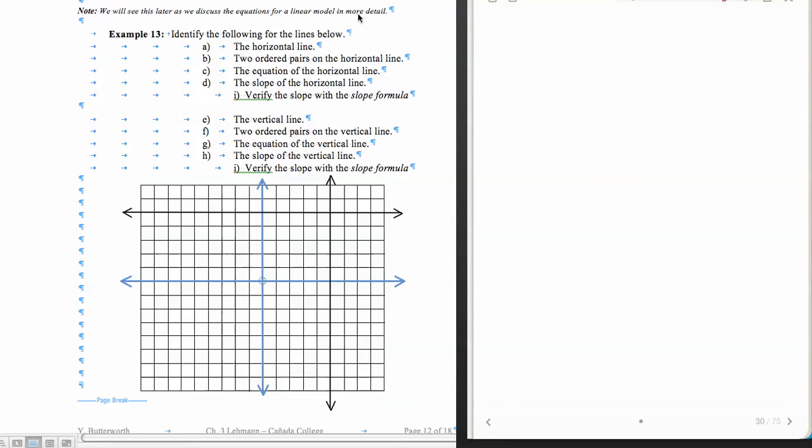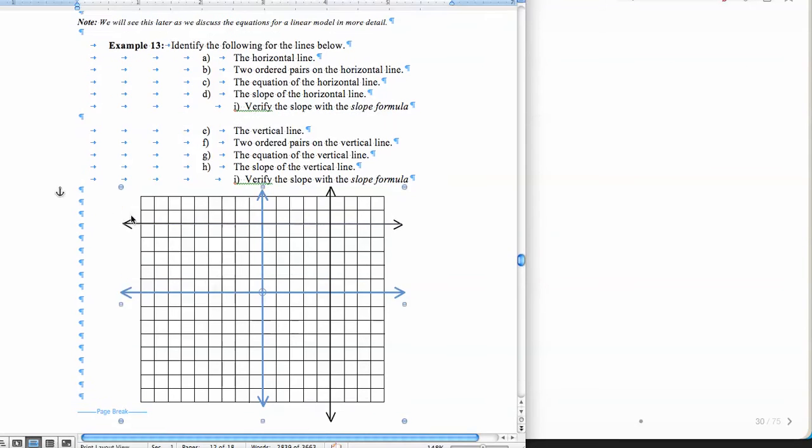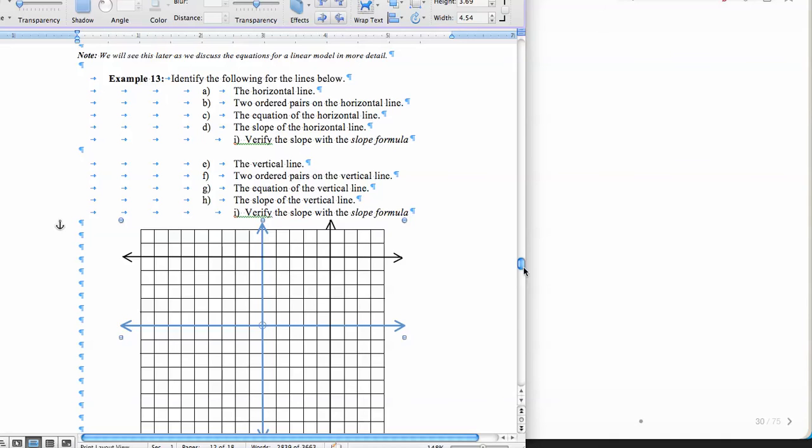This continues section 3.3, and we're honing in on our skills for horizontal and vertical lines and finding the slopes of those. So what we have is two visual lines here. The blue lines represent the coordinate system, and the black lines here are the ones that we're looking at. So the first thing that we want to do is identify the horizontal line. Well, this would be the horizontal line right here, right? So that's what we want to identify.